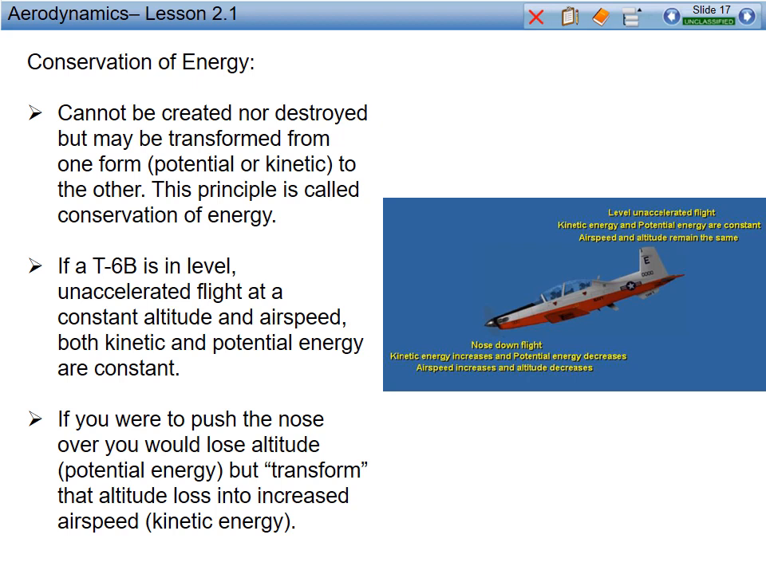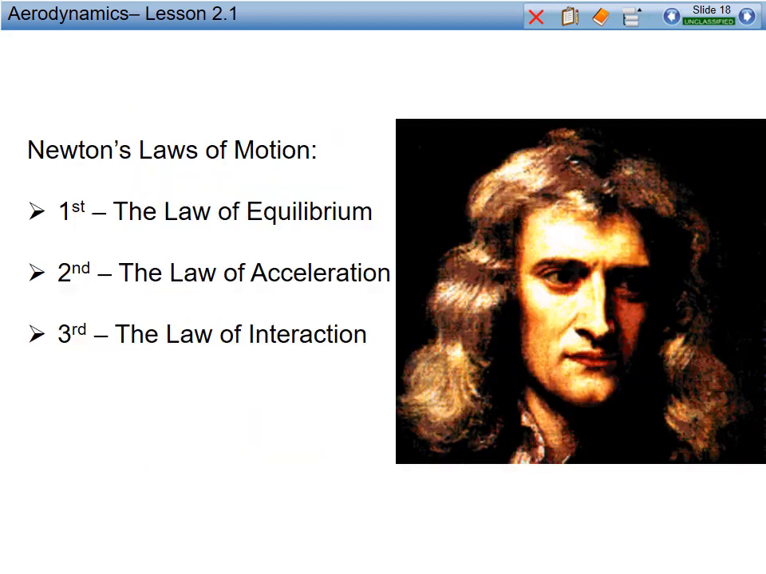The example given is a T6 in level unaccelerated flight at a constant altitude and airspeed. Both kinetic energy and potential energy are constant. However, if we were to push the nose over and descend, we would transform the altitude loss, or potential energy, into increased airspeed, or kinetic energy. Next, we will discuss Newton's 3 laws of motion.